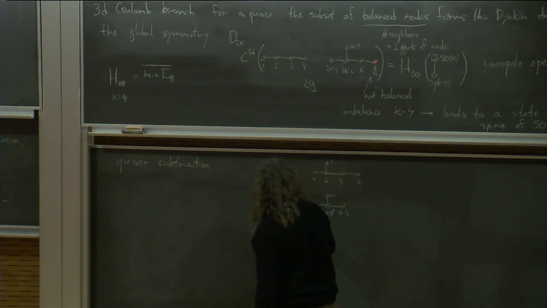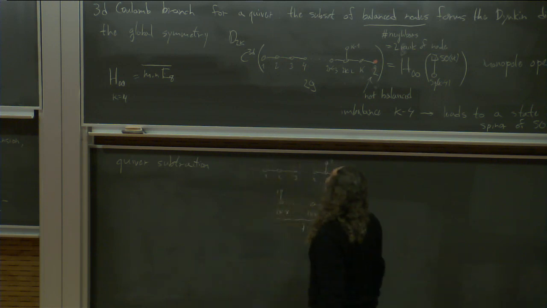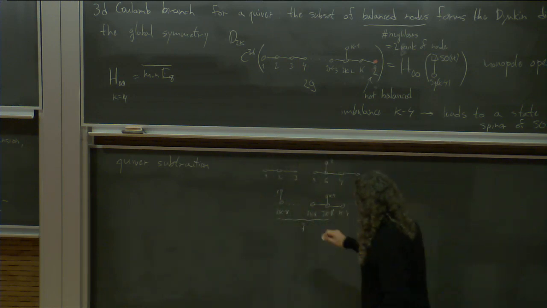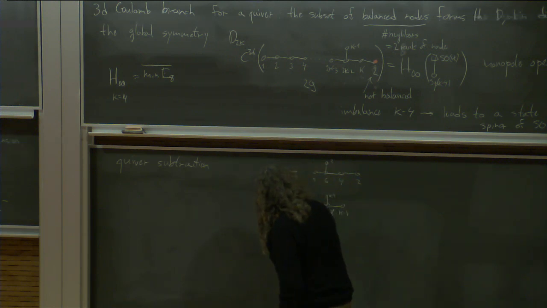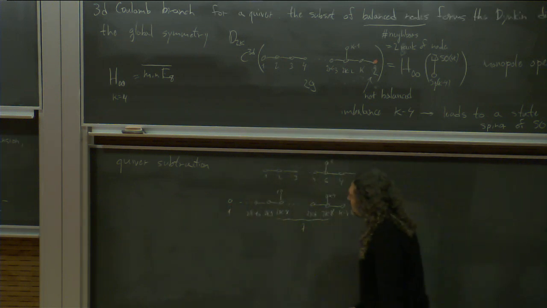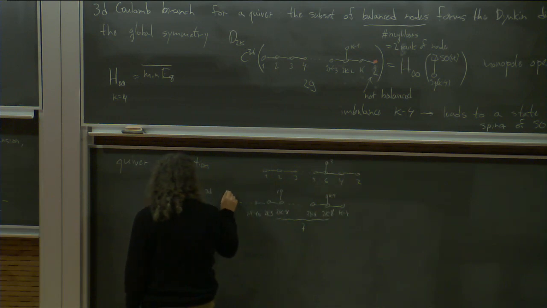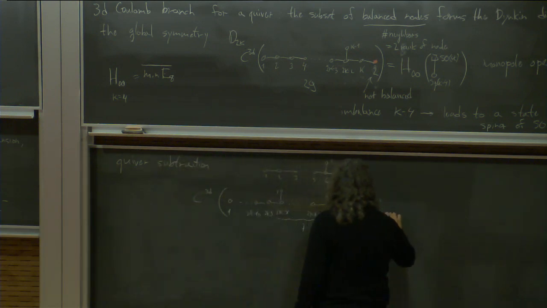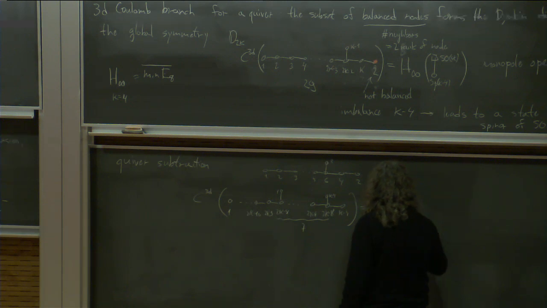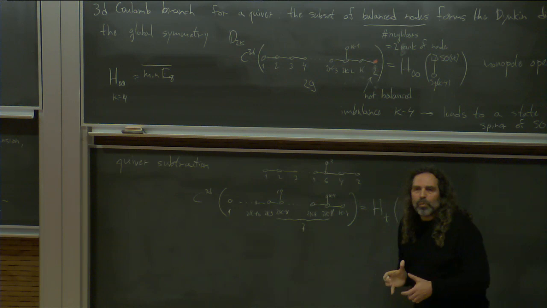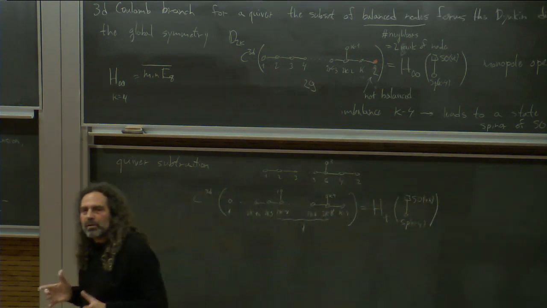And I'm going to have one addition. I don't have the time to explain why this one shows up, but from this point onwards, it's going to become 2k minus 9, 2k minus 10, all the way down to 1. So this is the quiver. If I now compute the 3D Coulomb branch of this quiver, it's going to be the Higgs branch at finite coupling of the SO(4k) theory.